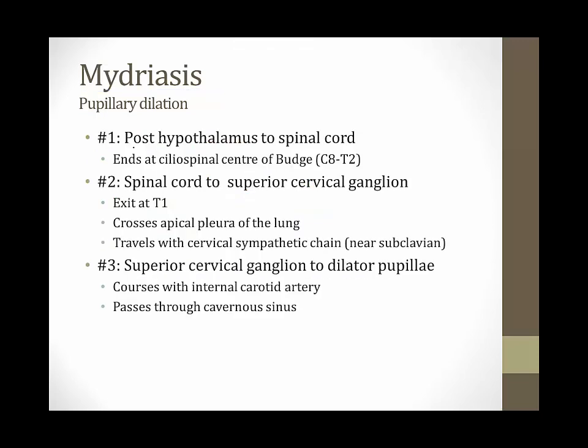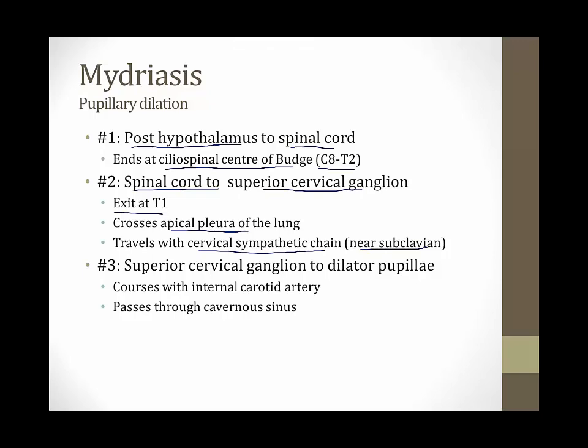The first neuron travels from the posterior hypothalamus through the brainstem to the spinal cord and ends at a structure called the ciliospinal center of Budge, which is found at the C8 to T2 level in the spinal cord. The second neuron travels from the spinal cord to the superior cervical ganglion. It exits at the T1 level and crosses the apical pleura of the lung, and then it travels with the cervical sympathetic chain near the subclavian artery.